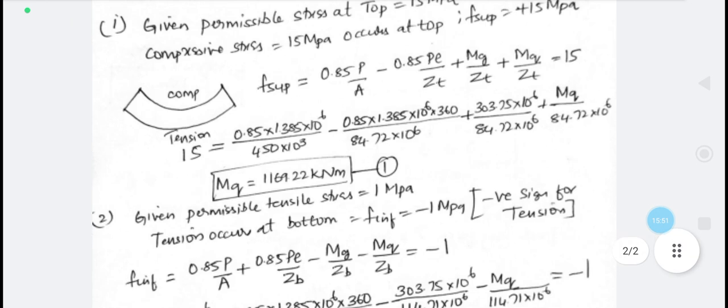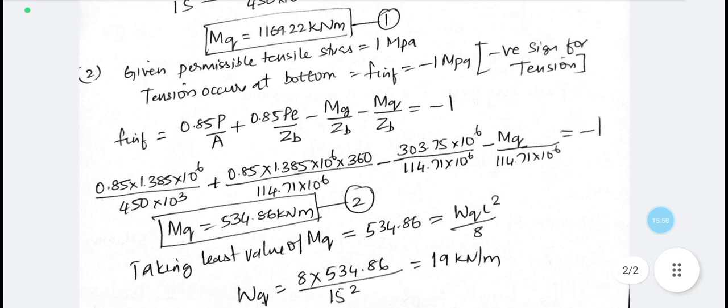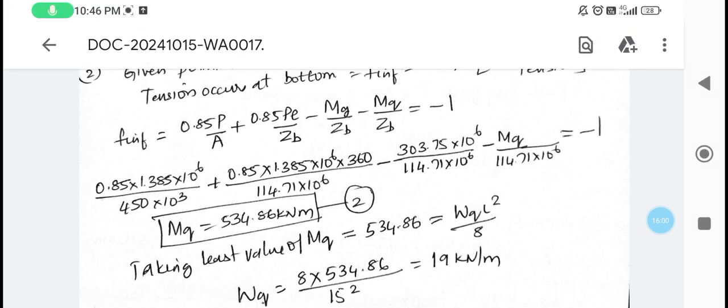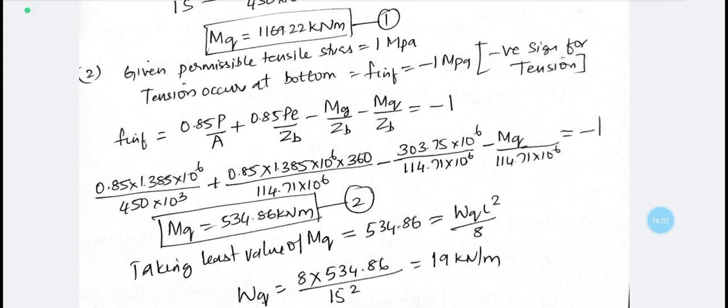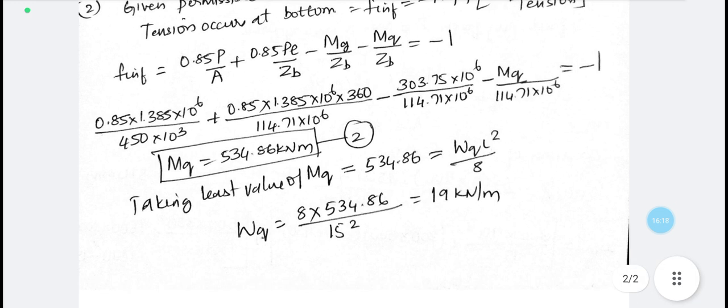After this, certain calculations need to be done. After complete calculations, the MQ value for the other case is 534. In the design phase, when finding the loading criteria, it is necessary to consider the least among the two cases. So the least value among the two cases is 534, and again it needs to be equated to WL square by 8, the general bending moment equation. After all those simple calculations, it is found to be 19 kilonewton per meter.